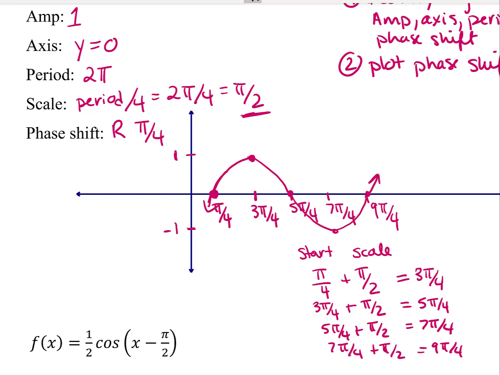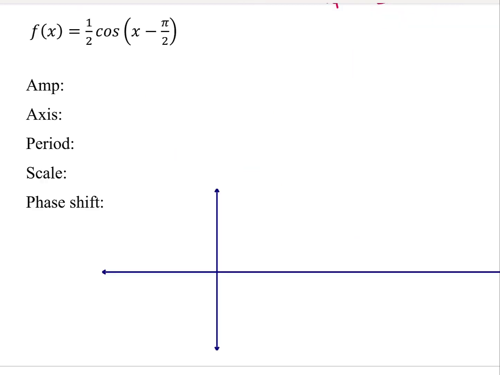So really the only difference is the fact that we don't start at 0, 0. We start at the position based on the phase shift, which is our horizontal translation, so shifting left or right, and then we just add the scale to our beginning point to identify where those next key features are going to be. So we'll do one more together.